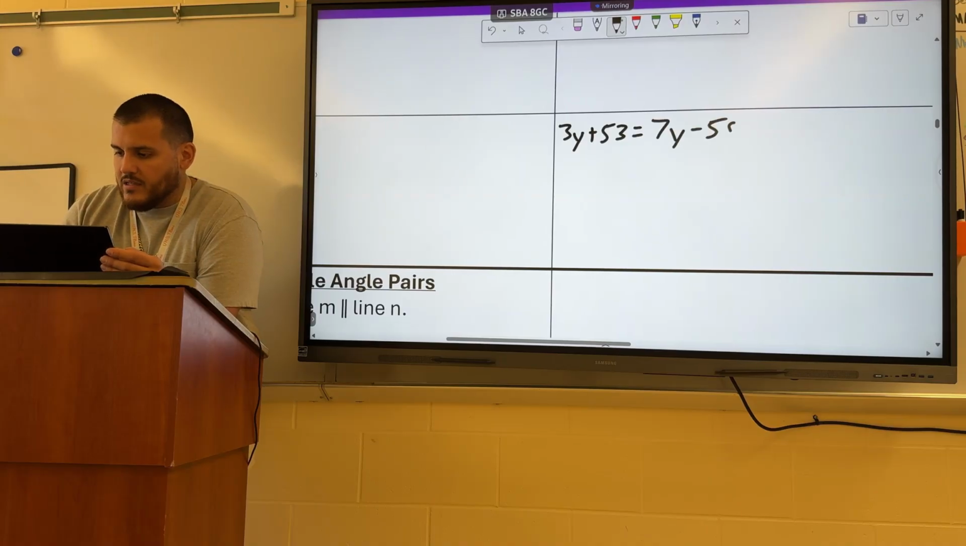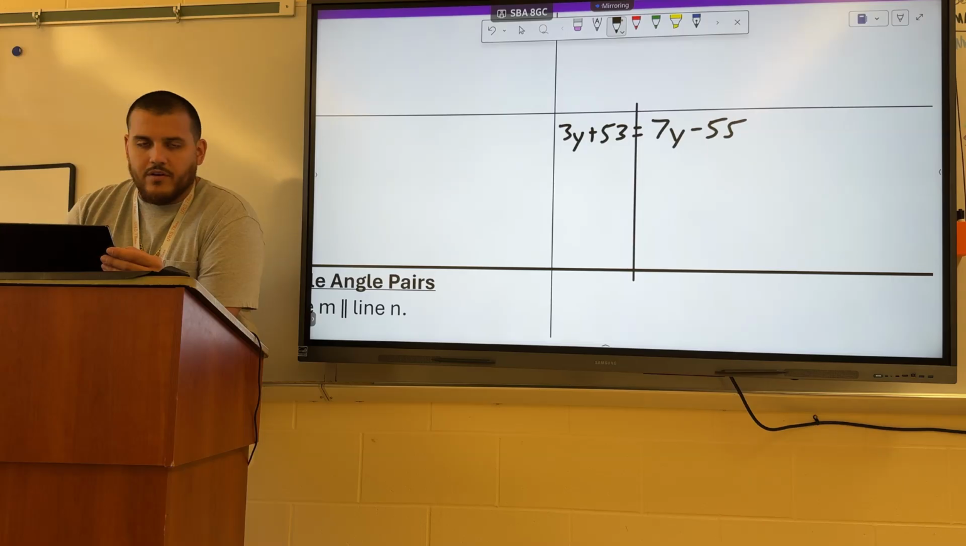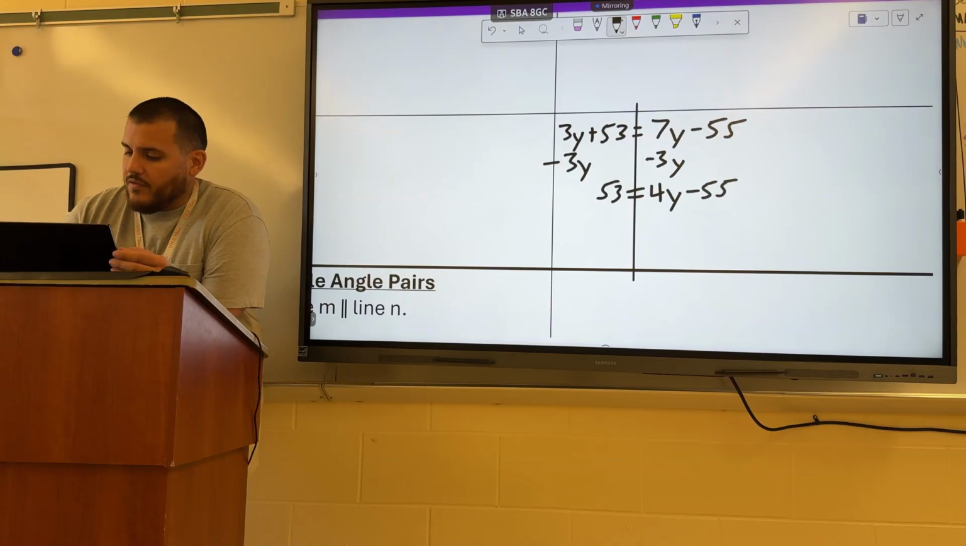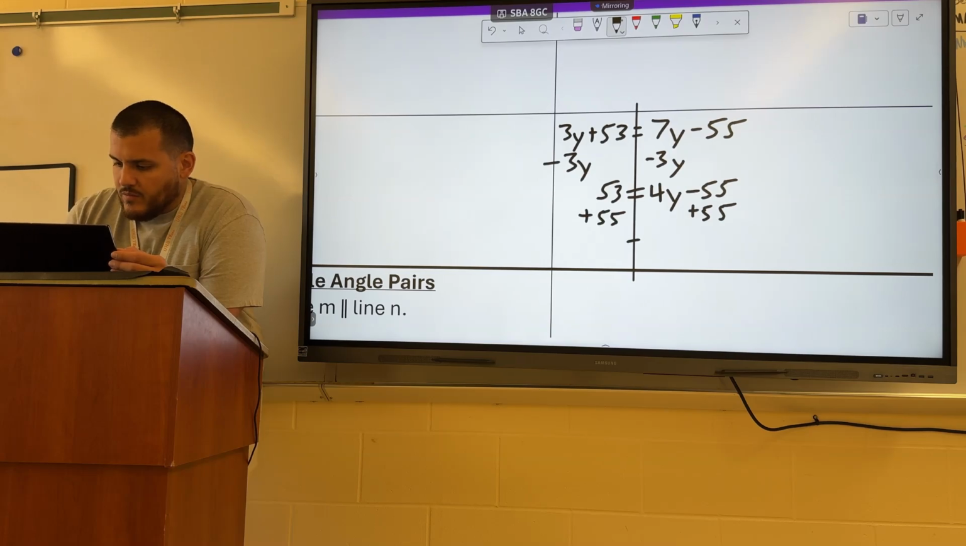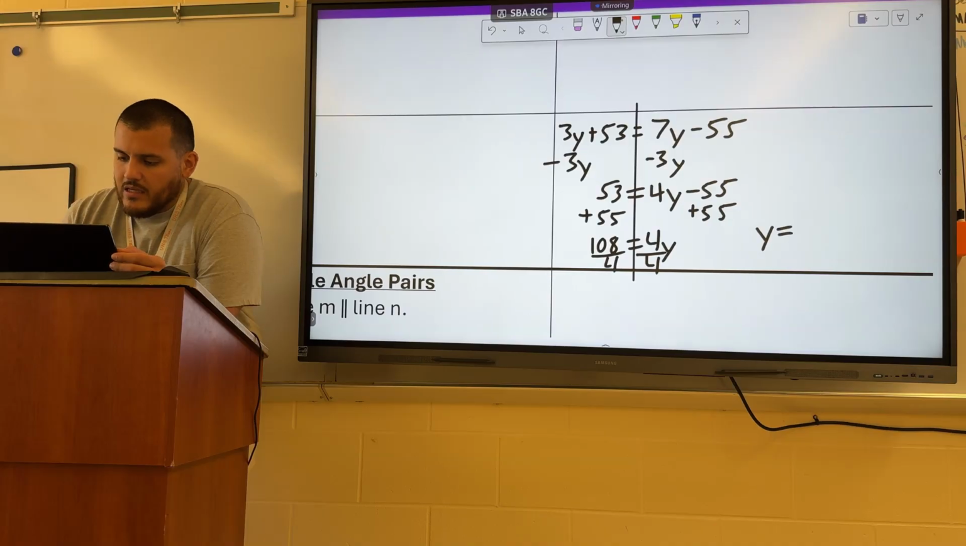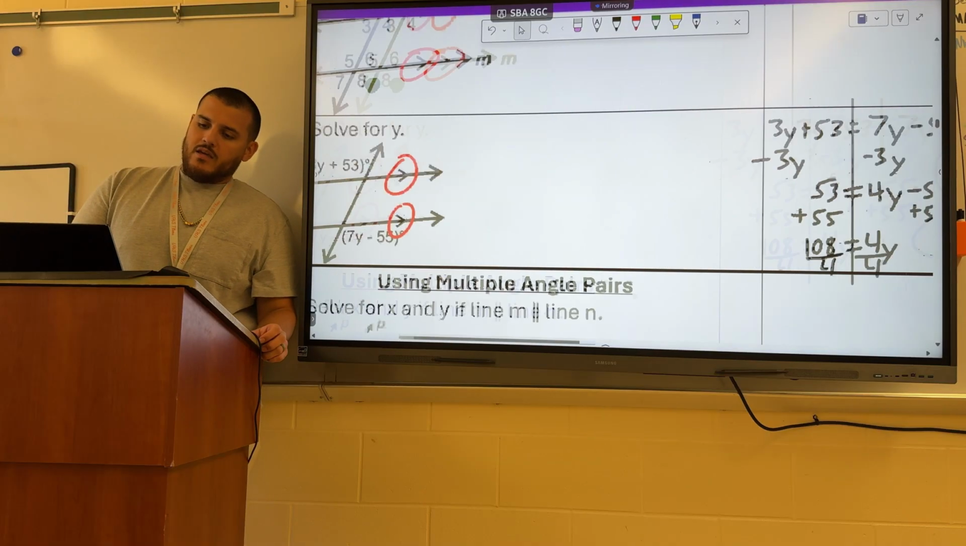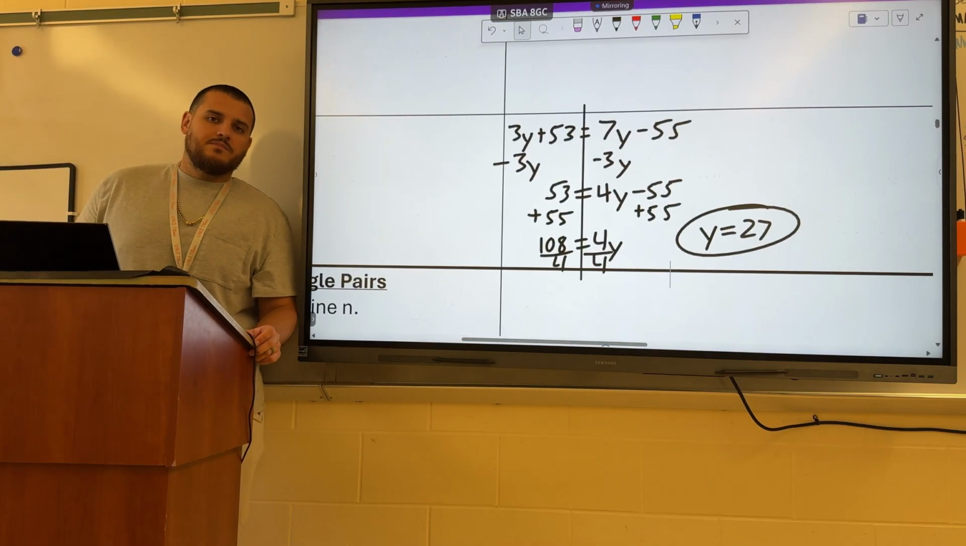From there, we're doing algebra to get y by itself, following all of our same usual steps. We want the variables on one side of the equal sign. I like to move the smallest, so I'm going to be subtracting 3y from both sides. Leaves me 53 on the left equal to 4y minus 55 on the right. Now I can get 4y alone by adding 55 to both sides. That gives me 4y equals 108. Then I can divide both sides by 4 to get y equals, should be 27 in this example. And it's only asking me to solve for y, so that's my answer here.